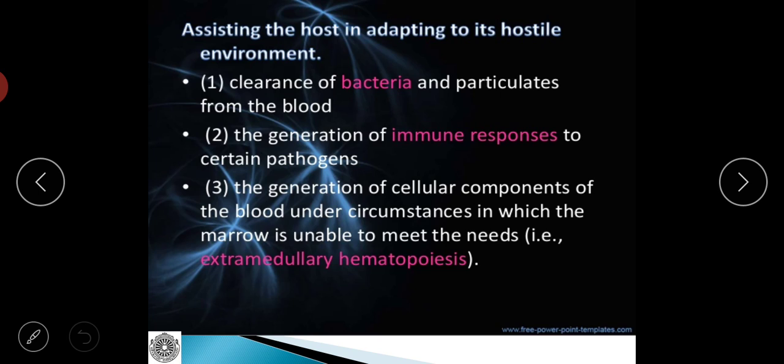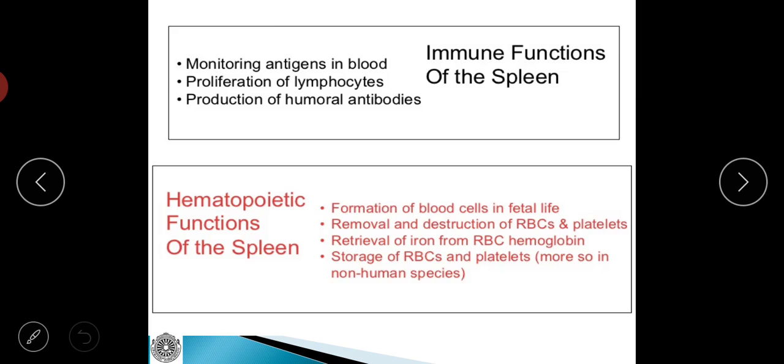It is known for assisting the host in adapting to its hostile environment, that is, whenever there is an infection. And it performs the following functions: clearance of bacteria and particulates from the blood, generation of immune responses to certain pathogens, the generation of cellular components of the blood under circumstances in which the marrow is unable to meet the needs, that is extramedullary hematopoiesis. And it is also known to monitor the antigens in the blood and the proliferation of lymphocytes, and production of humoral antibodies. So these are some immune functions of the spleen.